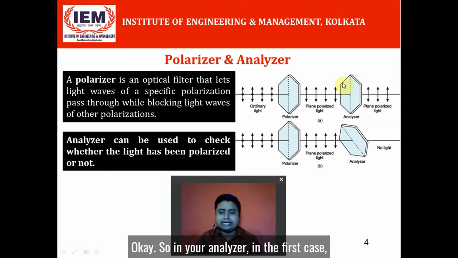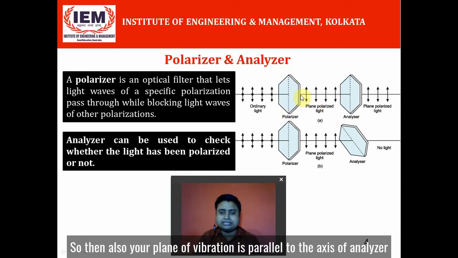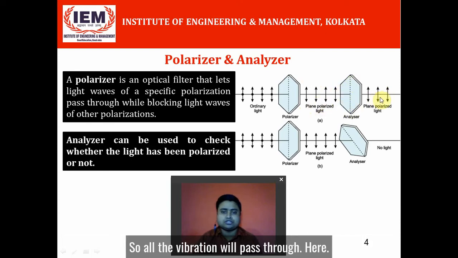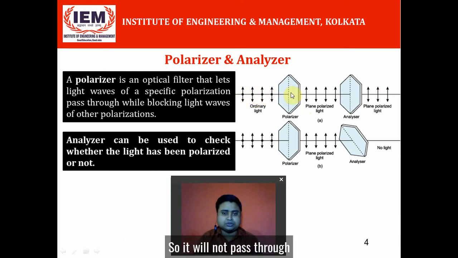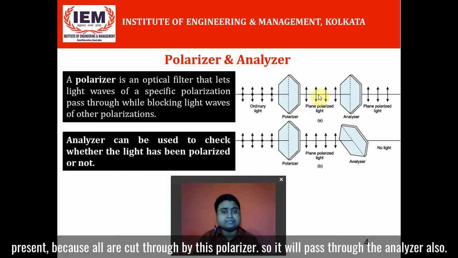In the first case, the axis of the analyzer is parallel to the polarizer. So your plane of vibration is also parallel to the axis of the analyzer, so it will pass through it. There will be no loss of intensity because all the vibrations are parallel to it, so all the vibrations will pass through. Here the perpendicular components are present, so they will not pass through and there will be intensity loss. But here no perpendicular component is present, because all were cut off by the polarizer. So it will pass through the analyzer also.